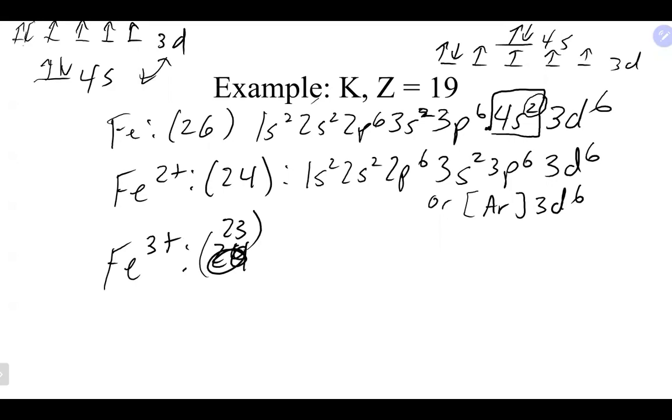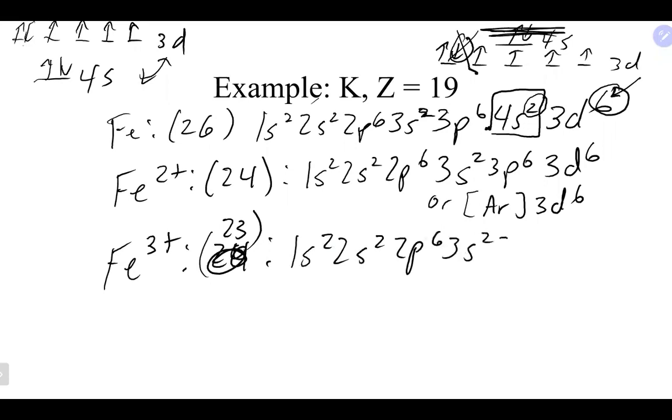Still need to lose one more. So what will happen is we will take out these electrons here, and then we have to dip into the d's next and take out the third electron. So we would have to take out an electron from the d, and we would end up with a configuration of 1s2, 2s2, 2p6, 3s2, 3p6, and 3d5, or argon 3d5.